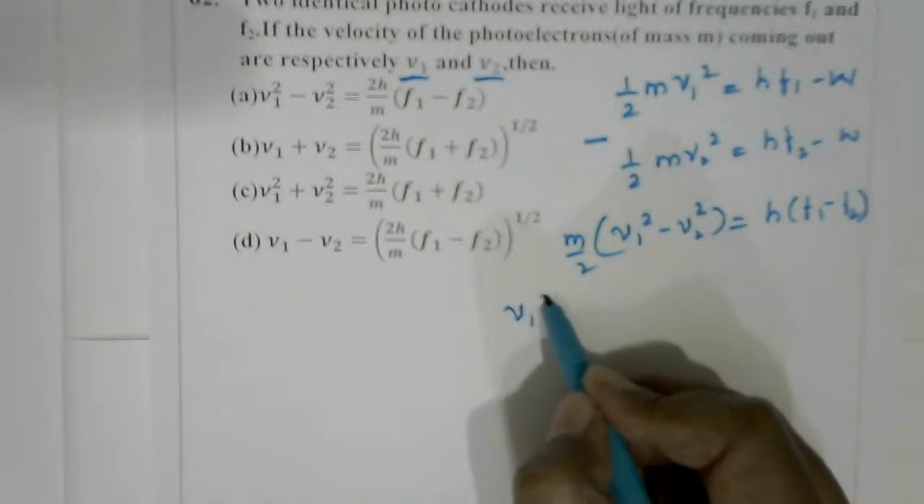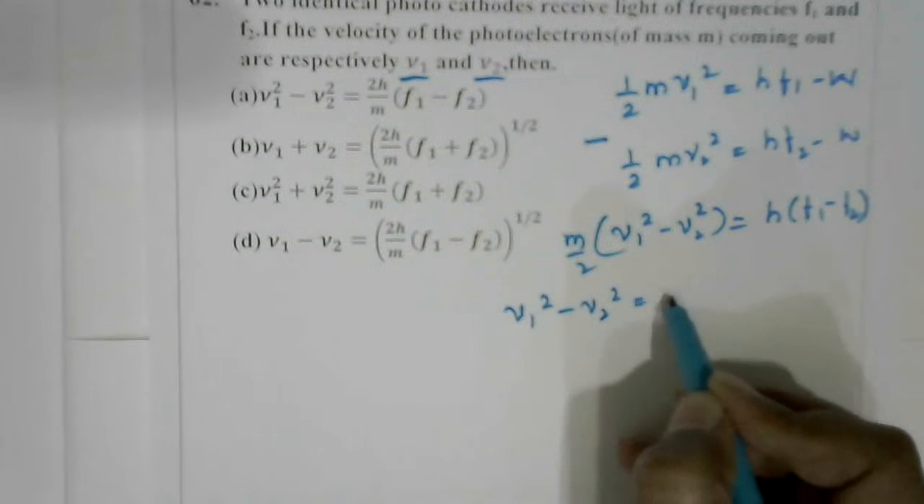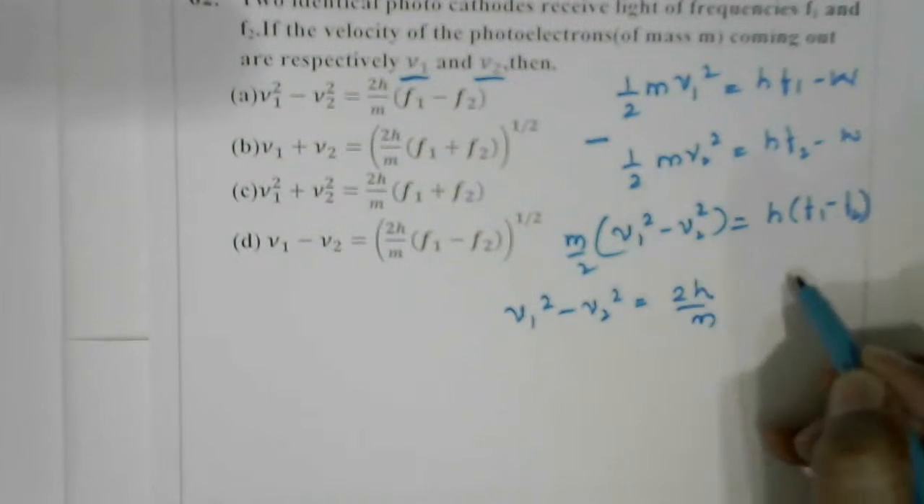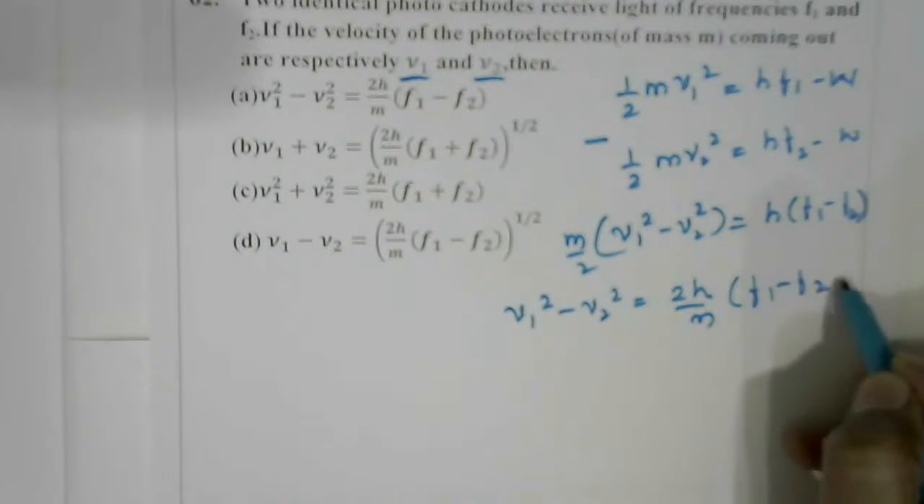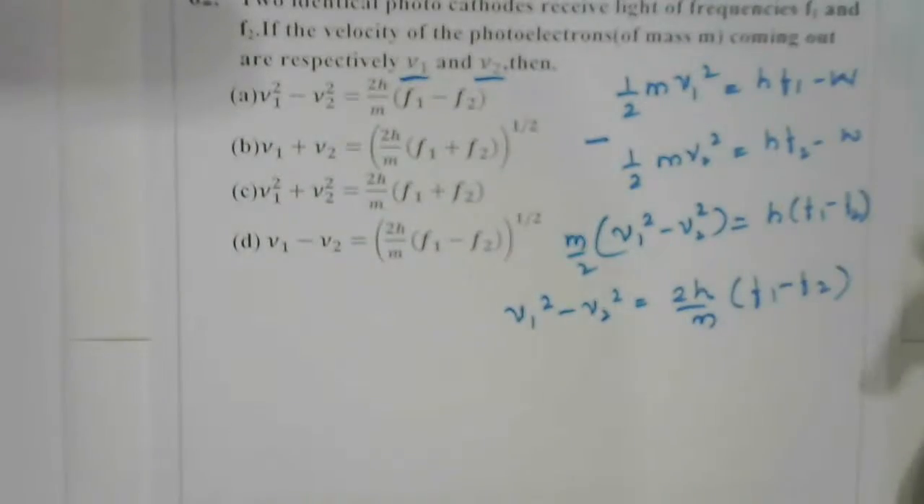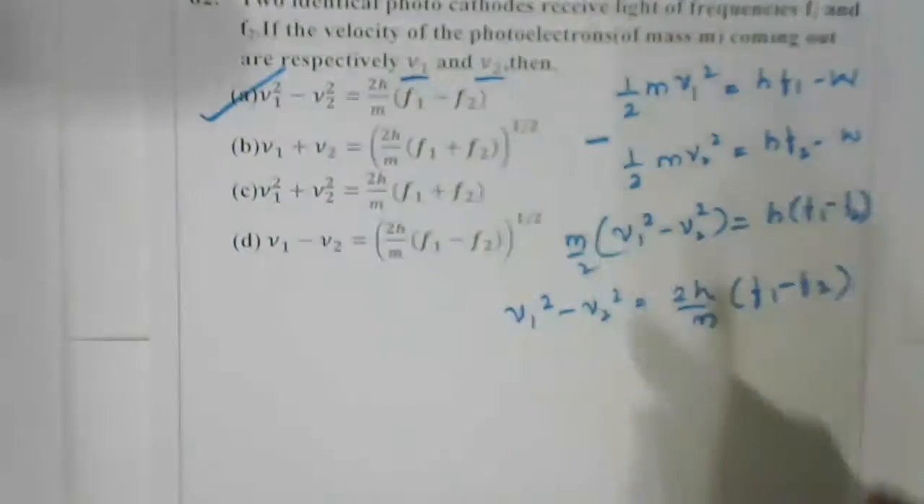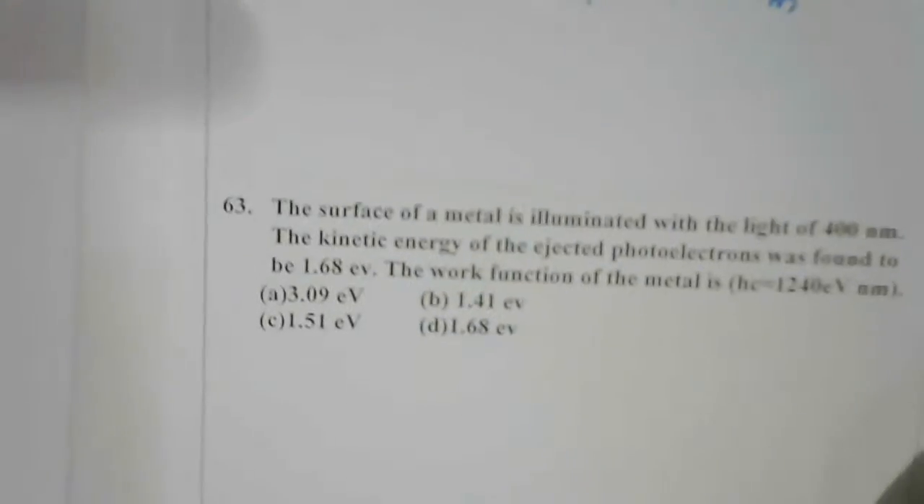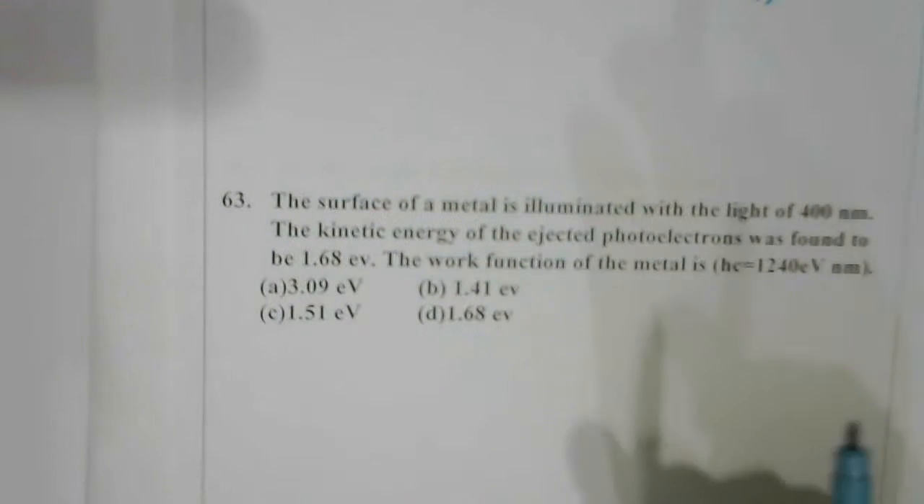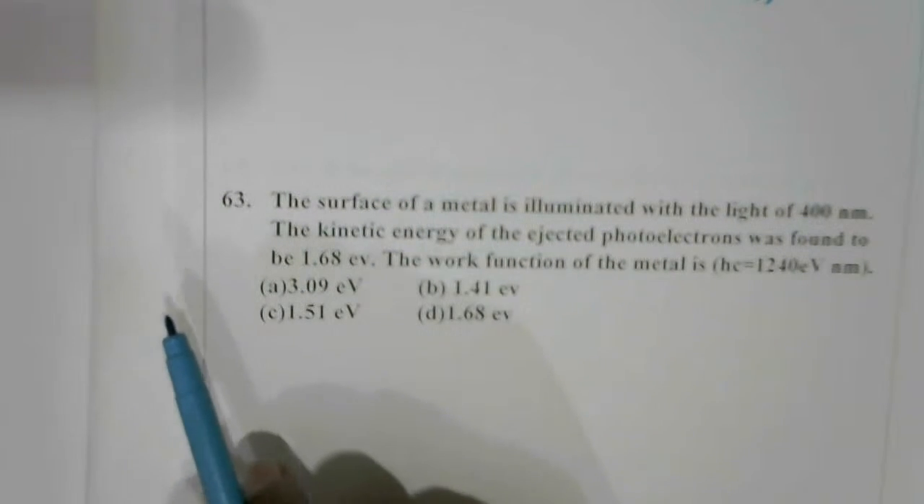So v1 square minus v2 square becomes 2h by m into f1 minus f2. Just two equations, two situations, they are subtracted. So the first one is the correct option that you are having.